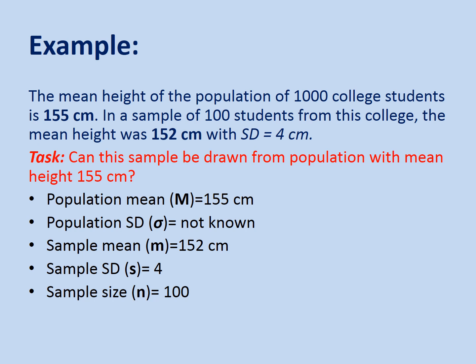So whatever data given, I have mentioned in the slide. Here capital M is known, capital S or sigma is unknown, the sample mean, that is small m, is known, the standard deviation is known, as well as the sample size. Our task here is: can this sample of 100 students with mean 152 centimeters and standard deviation of 4 centimeters be drawn from the population of 1000 college students? That is our task and we have to comment on that.